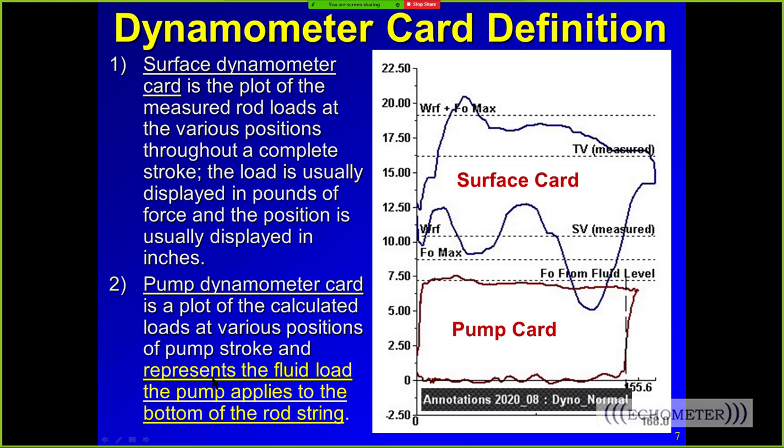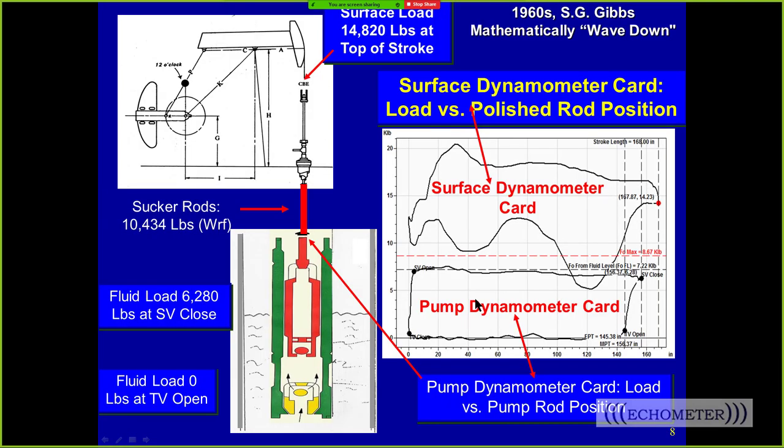When I think about a pump card, I think that it's a representation of the load that's applied to the bottom of the rods by the pump throughout a stroke. This display shows a pump unit at the surface, and a rod string going from the surface down to the pump. This is the traveling valve assembly, the traveling valve ball and seat. And here's our standing valve, attached to the tubing. This pump card plot represents the load that is calculated from this measured data down at the end of the rod string.